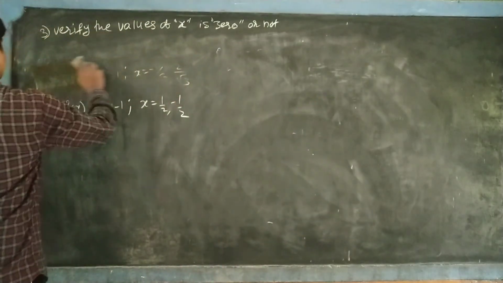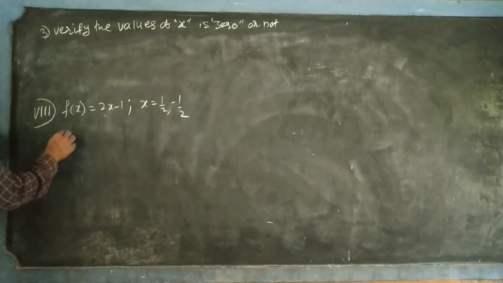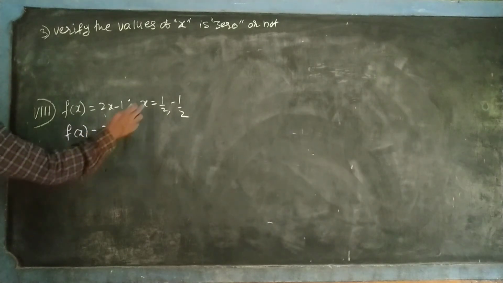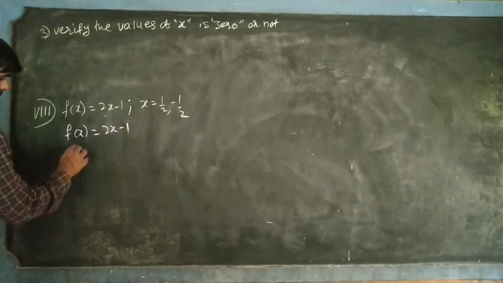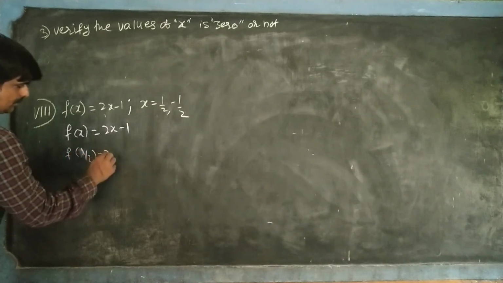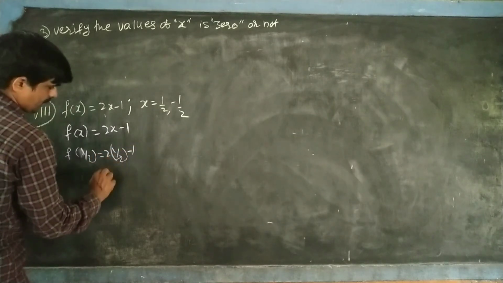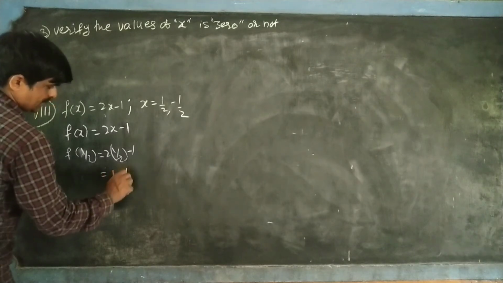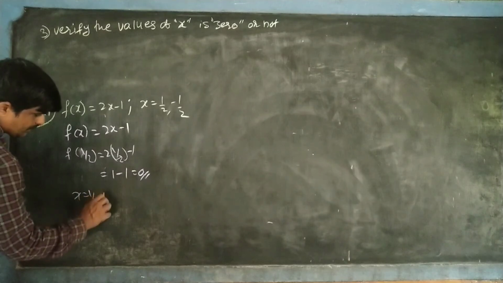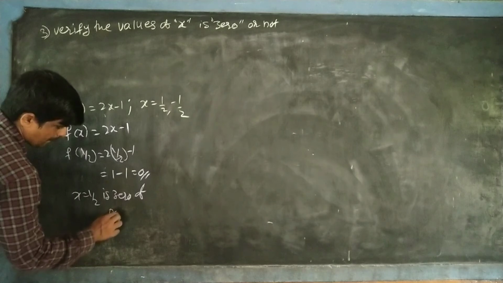So this is over. Next we have only 8th problem, 8th bit. So first we are writing f of x. F of x is equal to 2x minus 1. So instead of x, first I will write 1 by 2. F of 1 by 2 is equal to 2 into 1 by 2 minus 1. 2 gets cancelled. That is equal to 1 minus 1 that is equal to 0. Therefore, x is equal to 1 by 2 is 0 of the polynomial.